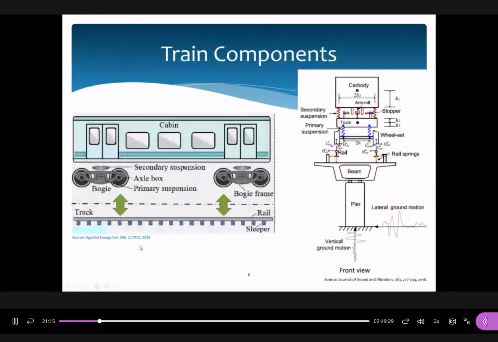Okay, this is a typical section to show the mechanical components on the train vehicles. We have a cabin to carry passengers, and we have the bogie. The bogie is a mechanical structure to support this cabin. In order to reduce the vibration effects that can be generated from the cabin of the running train to the supporting structure, we have two suspension systems.